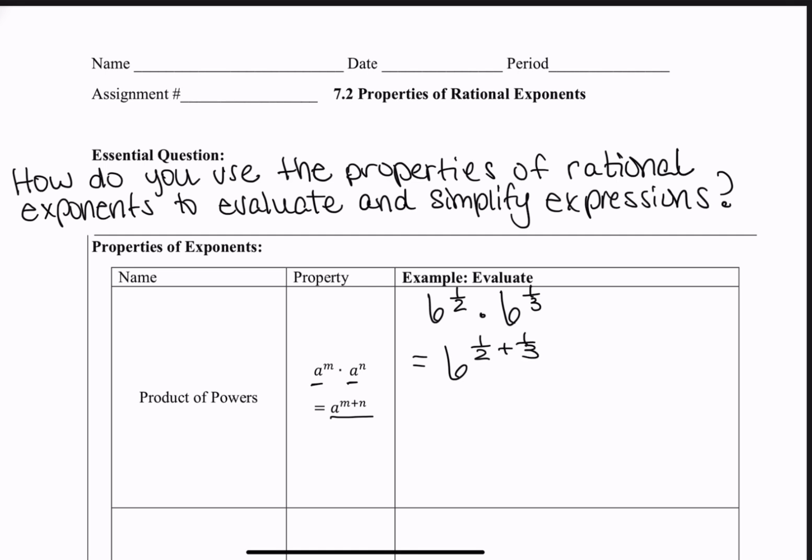Now, in order to add those exponents, well, they're fractions, they're going to need like denominators. I think my least common denominator or least common multiple will be 6. So 1/2 I'll have to multiply top and bottom by 3. And 1/3 I'll have to multiply top and bottom by 2. This is going to give me 6 to the 3/6 plus 2/6, which ends up giving me 6 to the 5/6 power. That's my final answer. That is completely simplified. We will talk about how to recognize whether these are completely simplified. This one is completely simplified.